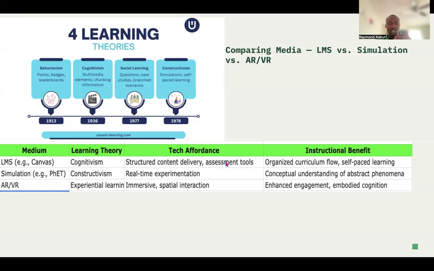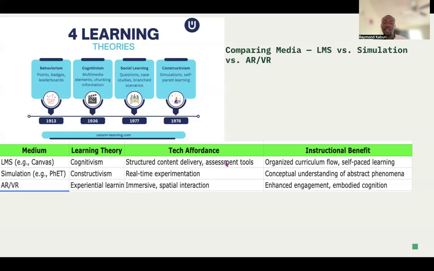And when we come to simulation, which is the medium, the learning theory it falls under is constructivism, the constructivist learning theory. The tech affordance is real-time experimentation, so we can do different kinds of experiments when it comes to simulation. And the instructional benefit that we get from this is conceptual understanding of abstract phenomena. An example is the Physics Educational Technology project.